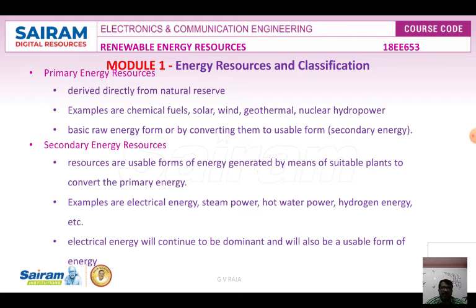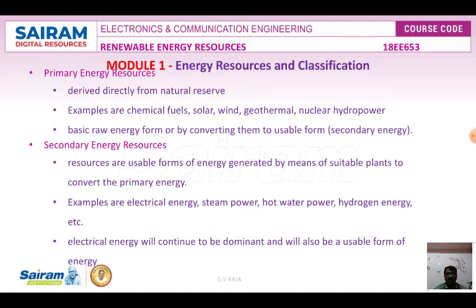The primary energy resources are located and extracted, processed and converted into a suitable form before the use of this energy. That is nothing but primary energy resources. For example, solar, wind, chemical, geothermal, hydroelectric, nuclear, hydropower. These are all the primary resources.